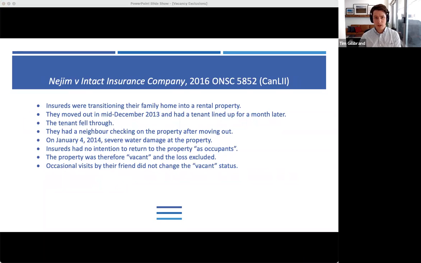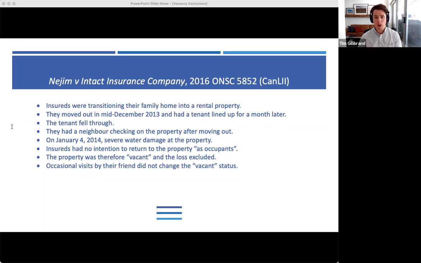So there's clearly a bit of a trend with rental properties and vacancy exclusions. And we've got another example here with Nejum versus Intact from 2016. In this case, the insureds were turning their family home into a rental property. And in mid-2013, they moved out of the property and they had a tenant lined up, but the tenant ultimately fell through. They had a neighbor checking on the property, but nobody was living in it. And less than a month after they moved out, there was a flood caused by a frozen pipe.